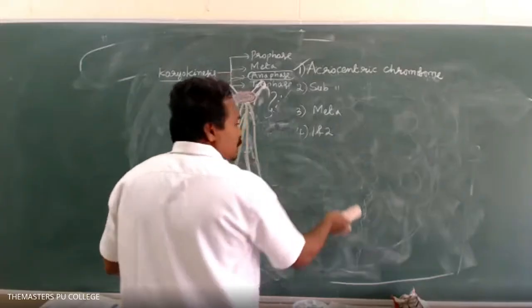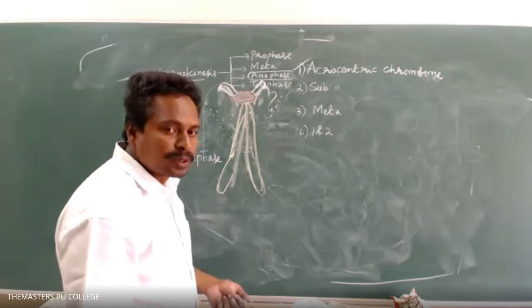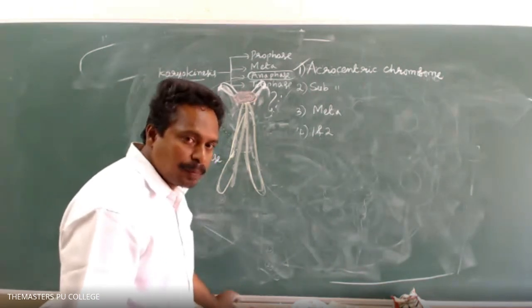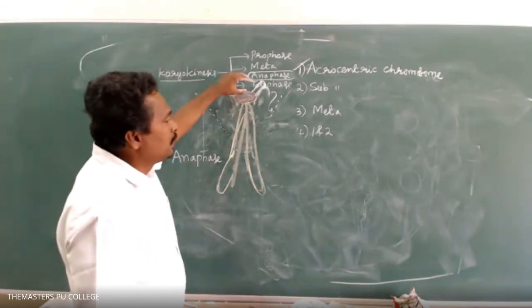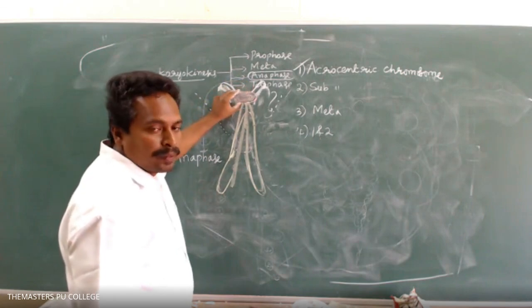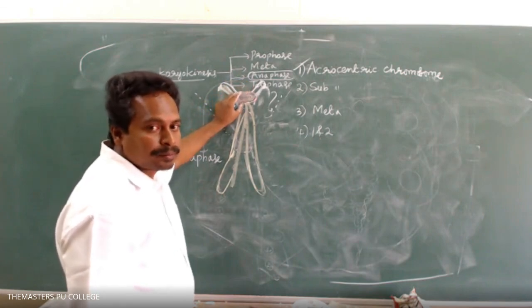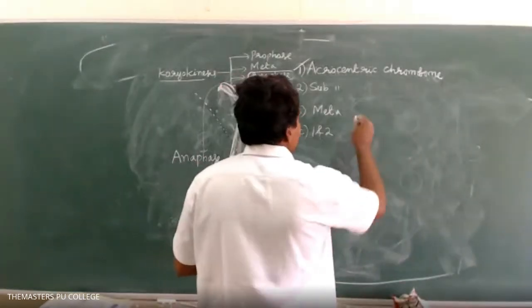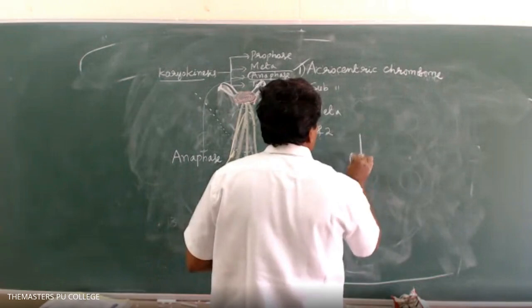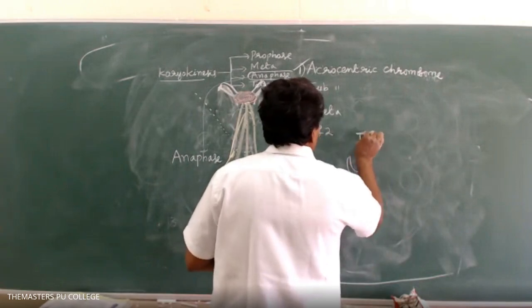Sir, where is the centromere present in the acrocentric chromosome? The centromere is located near to one end of the chromosome. Yes, sir. Thank you, sir. Right, here it appears like a J shape. It attains a J shape.